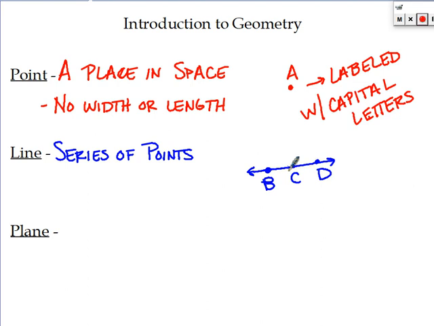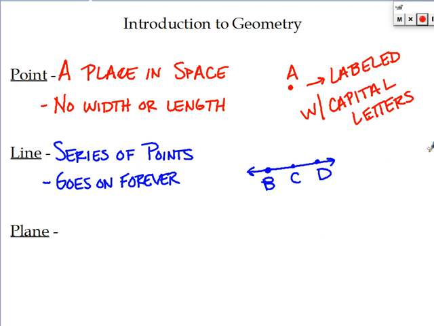Okay, and it does go on forever in both directions. Now, of course, I can't draw it forever because my board stops. Okay, but even if I could draw through my board to the wall, to the chalkboard, through the walls, whatever, I could keep going. You have to imagine that it goes on forever.